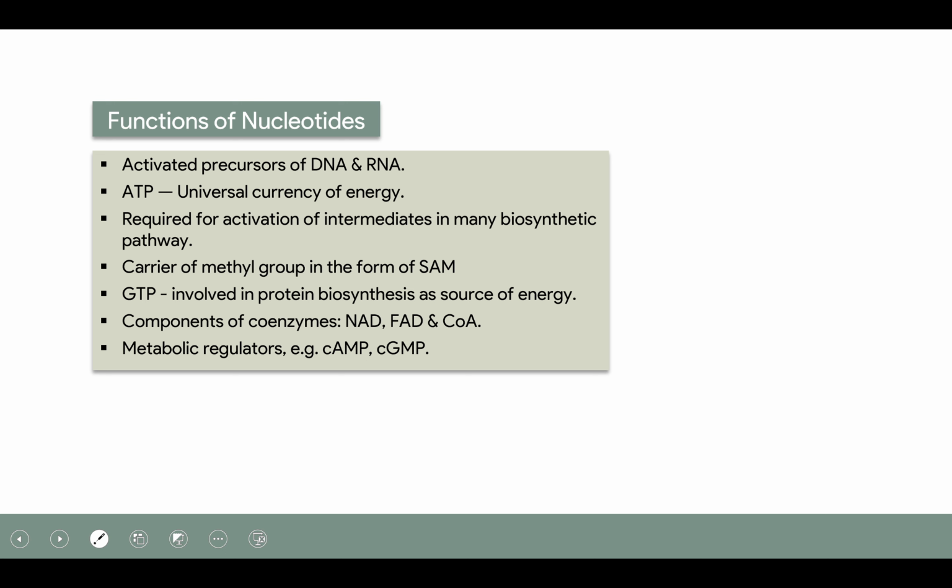These are activated precursors of DNA and RNA, and ATP, as we know, is the universal currency of energy, and it is also required for intermediates in many biosynthetic pathways. It is a carrier of methyl groups in the form of S-adenosyl methionine. GTP is involved in protein biosynthesis as a source of energy, and it is also a component of various coenzymes like NAD, FAD, and coenzyme A. These are also metabolic regulators, for example, cyclic AMP and cyclic GMP.